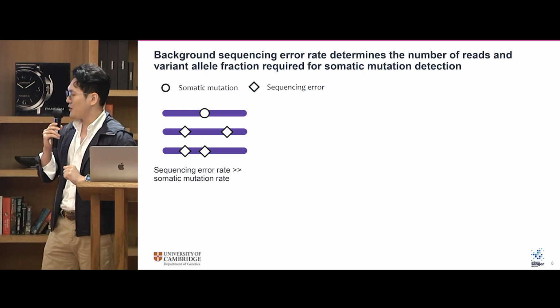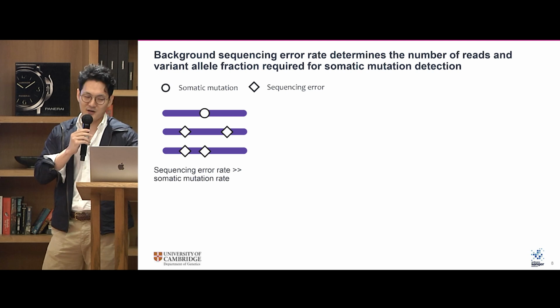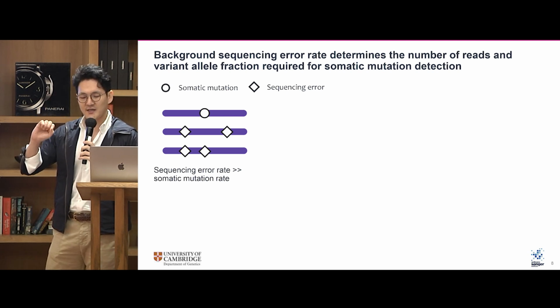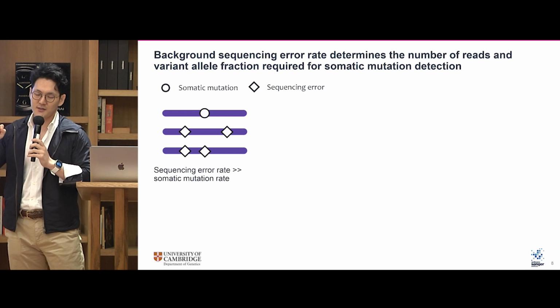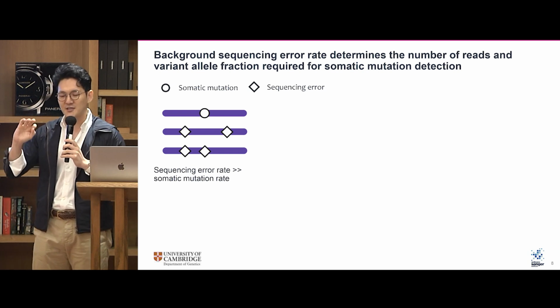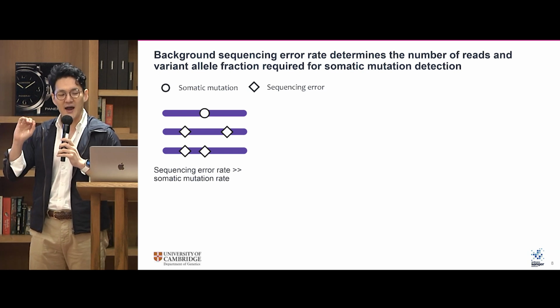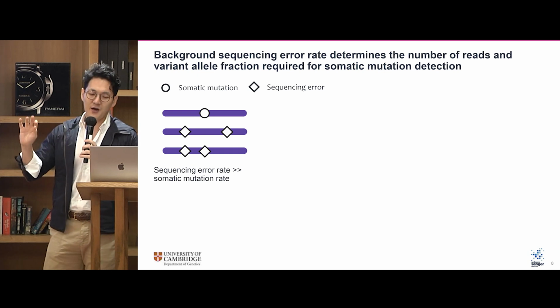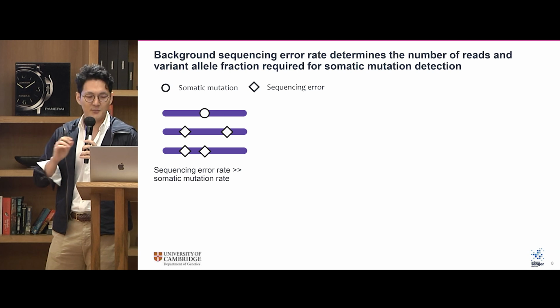And in the first scenario, it's not going to work. This project is not going to work. In the second scenario, if the sequencing error rate is similar to the somatic mutation rate, then you can potentially profile the mutational processes that are actually happening in the cell. And in the third scenario, the sequencing error rate is so low that you can start detecting somatic mutations from a single observation.